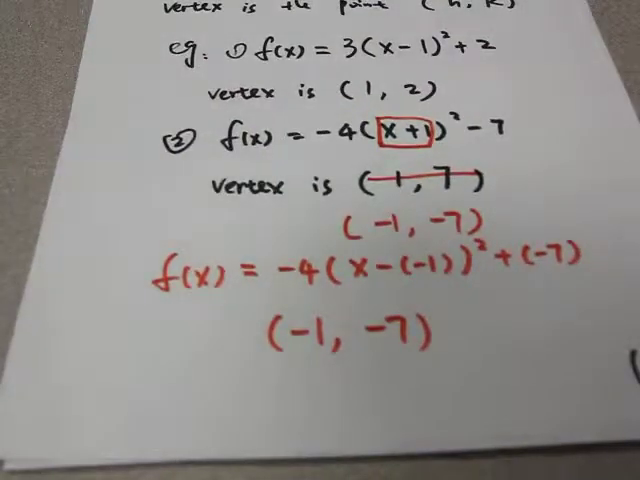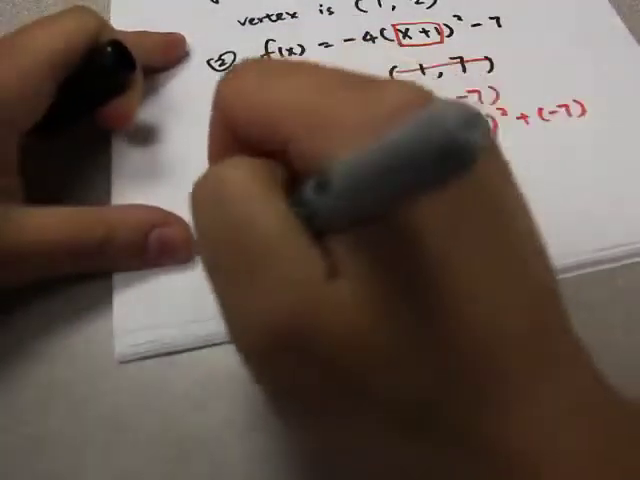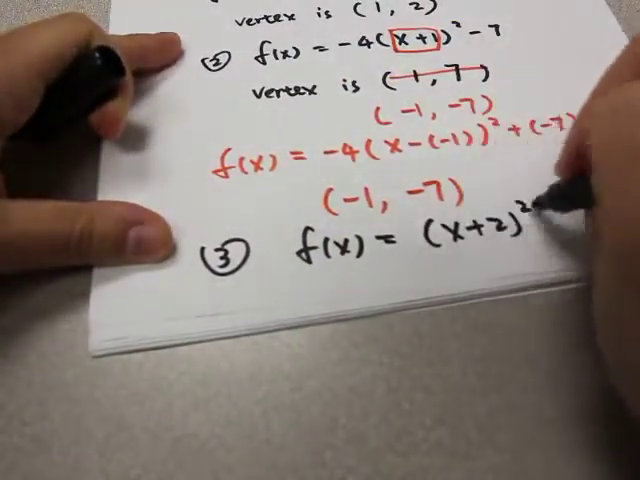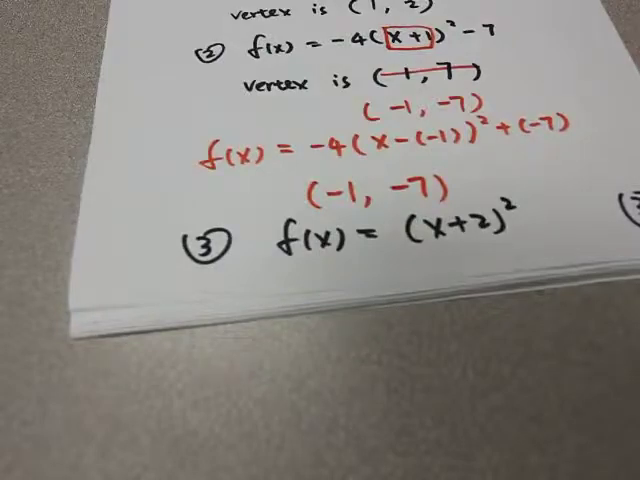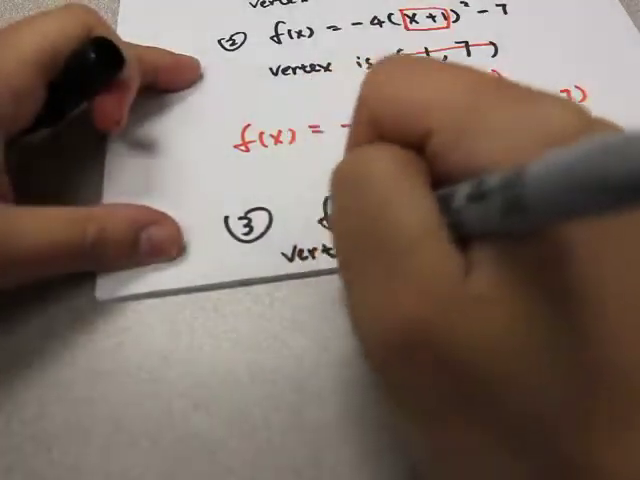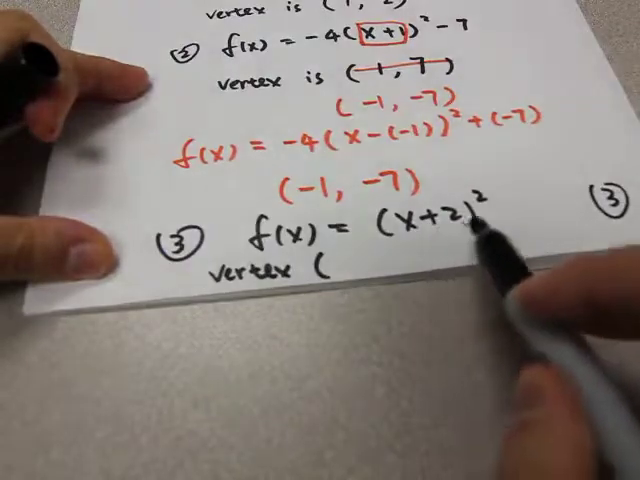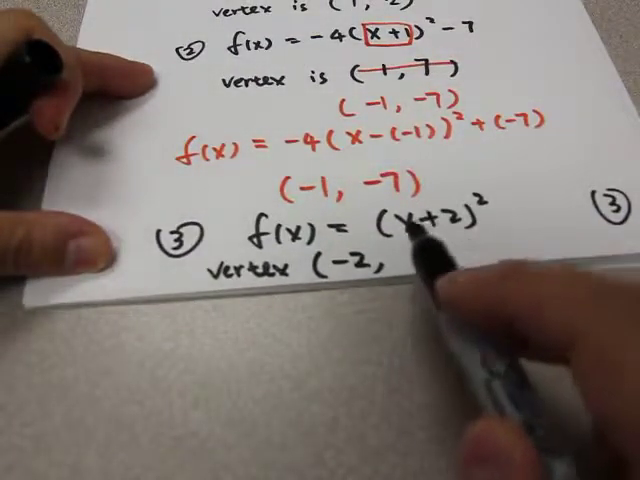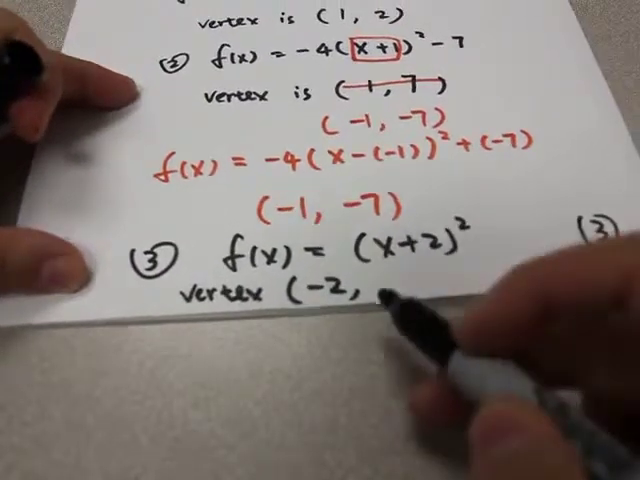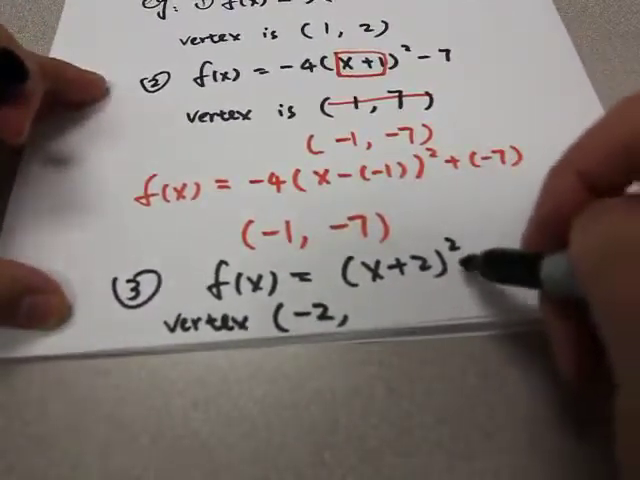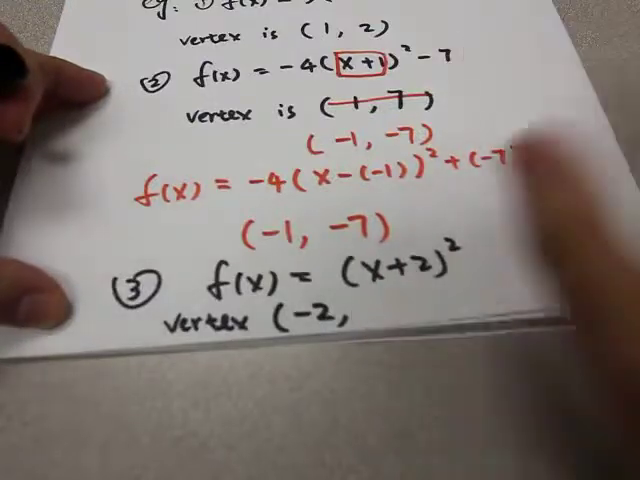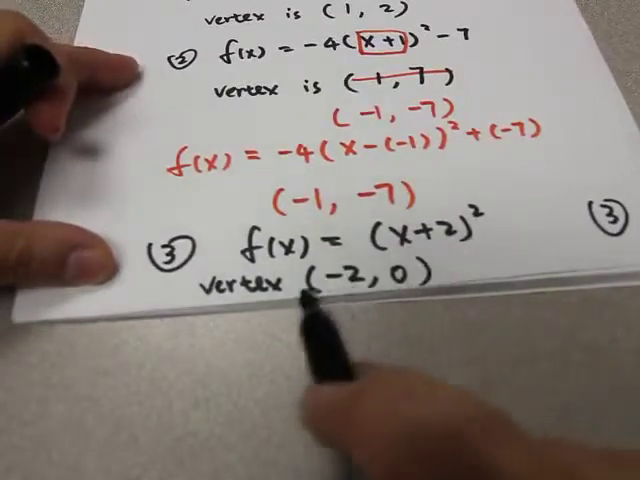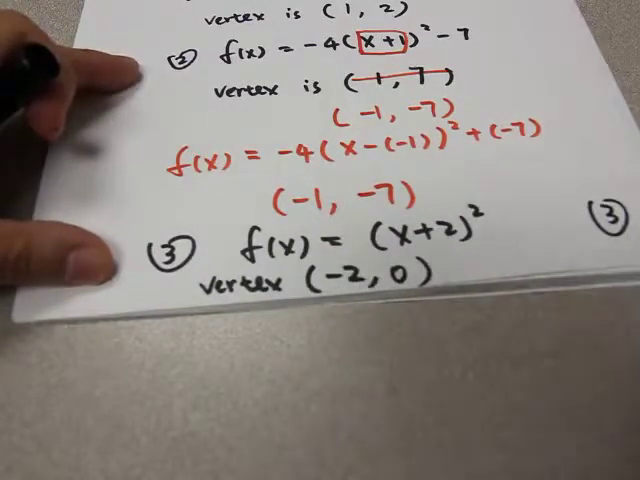Okay. Now let's take a look at another example. f(x) equals (x plus 2) squared. In this example, h is -2 because -2 will make the expression x plus 2 be 0. And what about k? Because we don't have anything after the square, that means k is 0. So in this case, the vertex is the point (-2, 0).